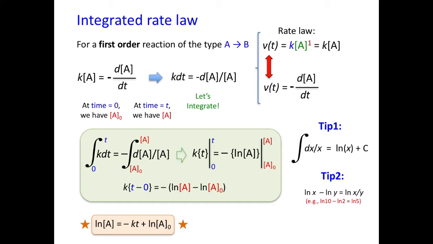Tip 2 here in this case is just remember that ln of x minus ln of y is equal to ln of x divided by y. So this is a property of logarithms. For instance, ln of 10 minus ln of 2 is equal to ln of 10 divided by 2, which is ln of 5, natural logarithm of 5. So I have used this to transform this expression.